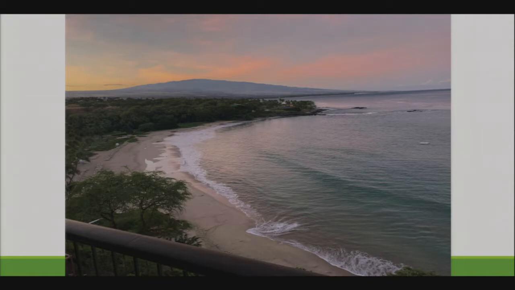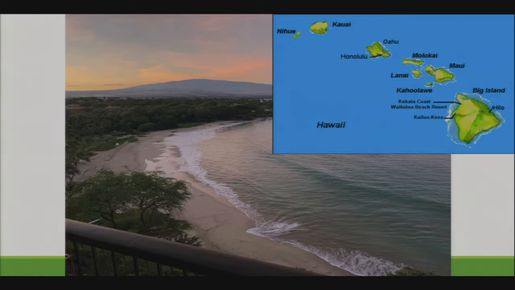All right, there's a lot more information. This is the view off the balcony at the place that I stayed. That's Mauna Kea Mountain. This is on the Big Island of Hawaii. This is, again, Big Island, bottom right.